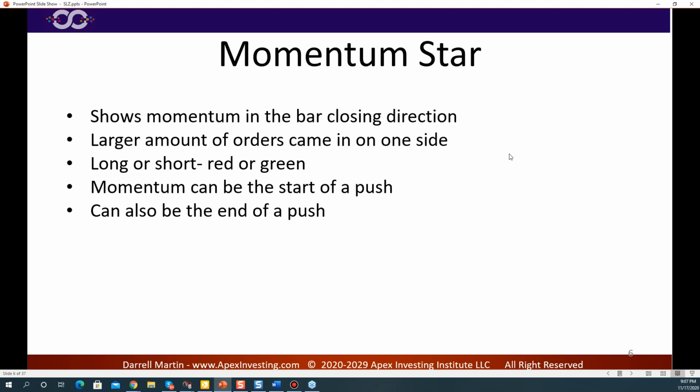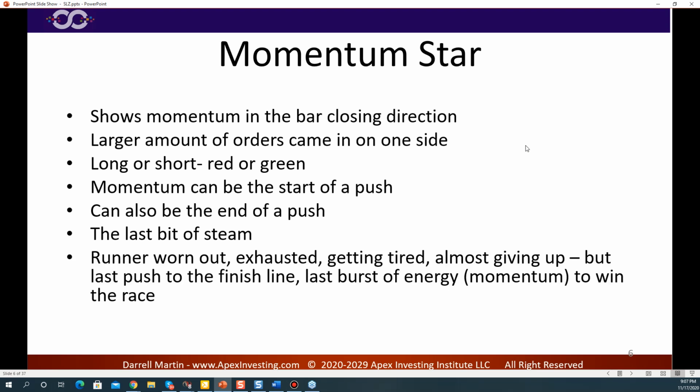That might be a little counterintuitive at first, but think about it like this. It's like that last bit of steam, that last push. Imagine a runner running a marathon, getting towards the end. They're getting worn out, exhausted, their body hurts, their muscles hurt. They're almost ready to give up. But the finish line is right there in front of them, and they get that last burst of energy, that last bit of momentum to push through and cross the finish line.